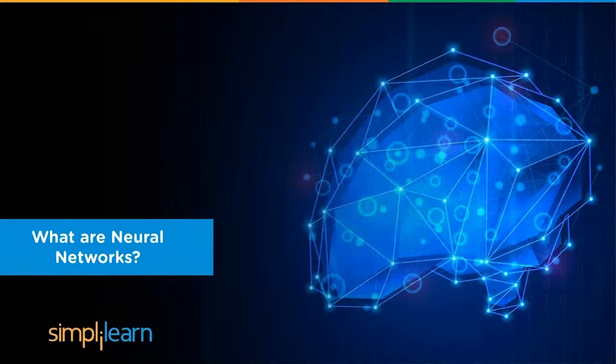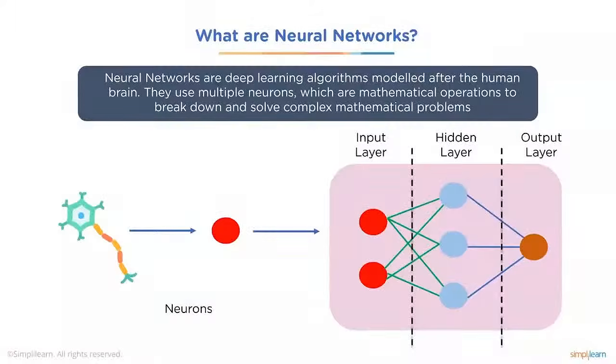But it's always good to get on the same page, and for those people who don't fully understand neural networks, to dive into them a little bit or do a quick overview. Neural networks are deep learning algorithms modeled after the human brain. They use multiple neurons, which are mathematical operations, to break down and solve complex mathematical problems.